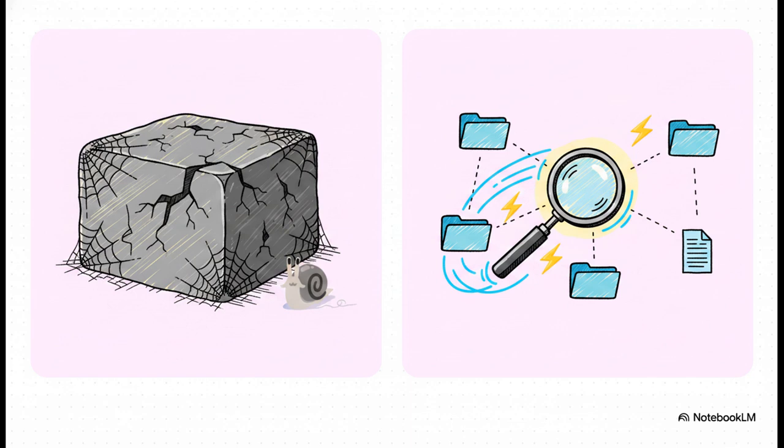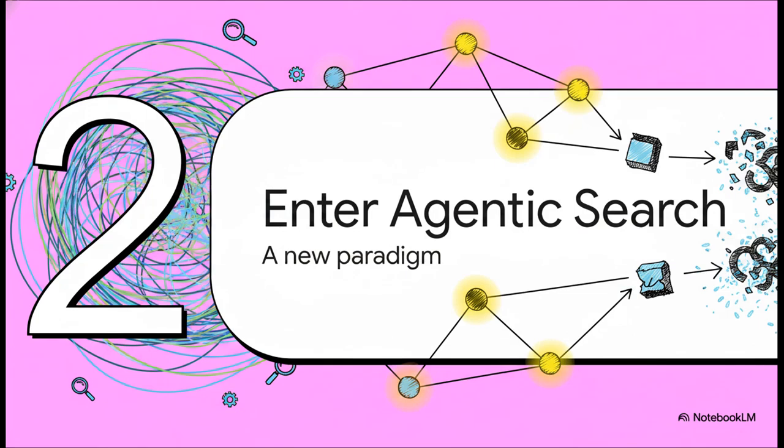Agentic search, on the other hand, completely flips the script. There is zero centralized index to maintain, none. It works directly on your real-time, live codebase, traversing the file system locally just like you do. Which brings us to part 2, enter agentic search. Let's look at how this new paradigm actually eliminates those stale bottlenecks.